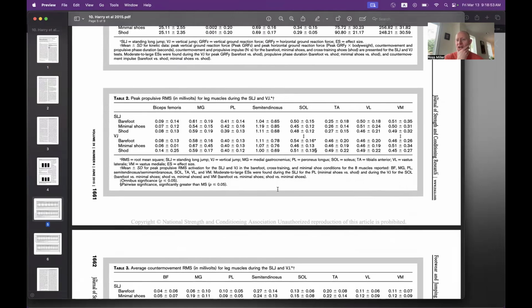So the overall take home here is that the different footwear conditions in the study didn't affect your performance and didn't affect the biomechanics, which would make sense. If it's the same performance, we wouldn't expect any major biomechanics differences. It did affect the activity of the muscles involved in eliciting that performance.